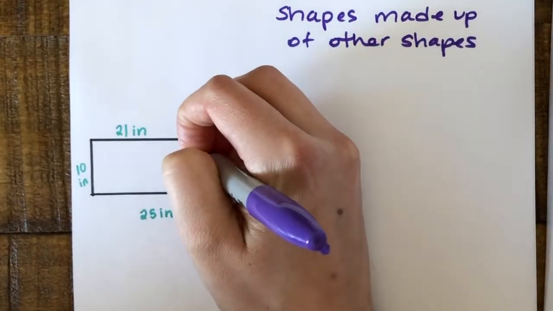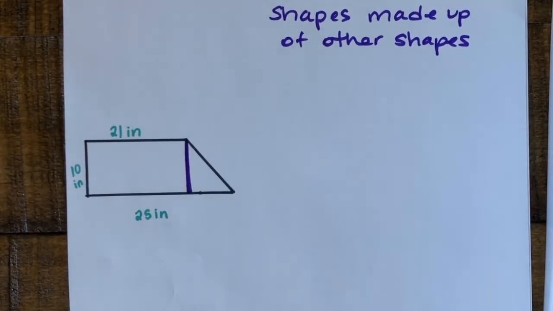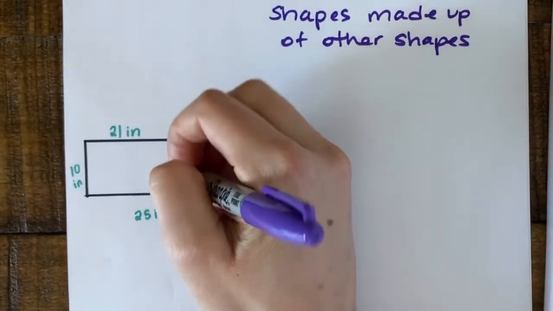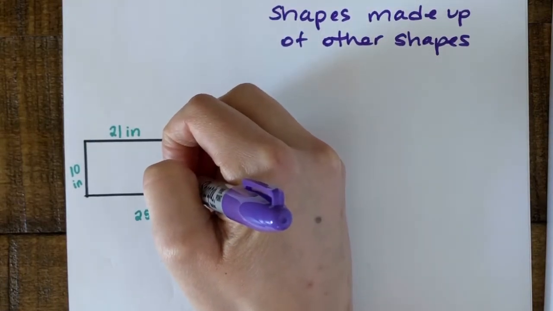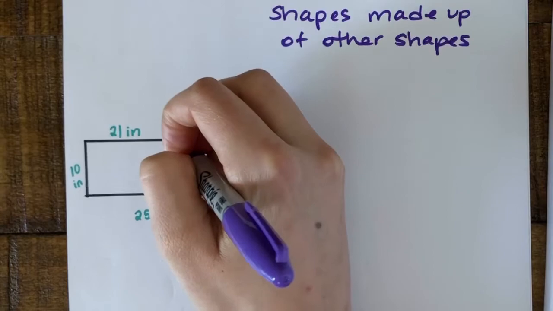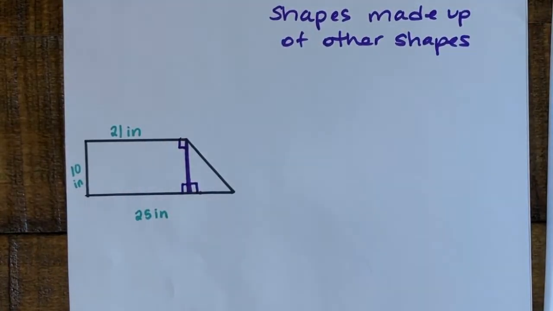Okay, there's where my rectangle ends and my triangle begins. And since this is a rectangle, I dropped this line straight down. I actually dropped it in at a 90-degree angle to make it a rectangle, which means there'll also be a 90-degree angle in my triangle.